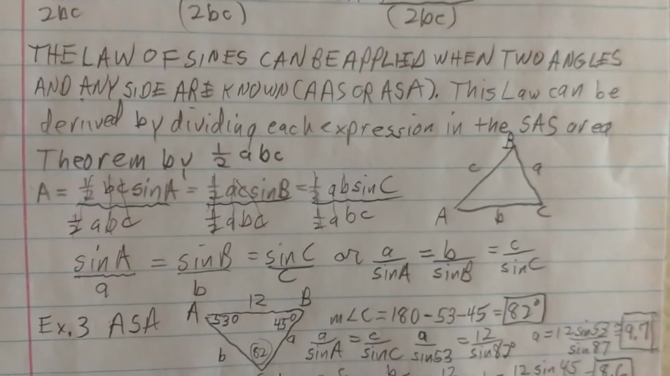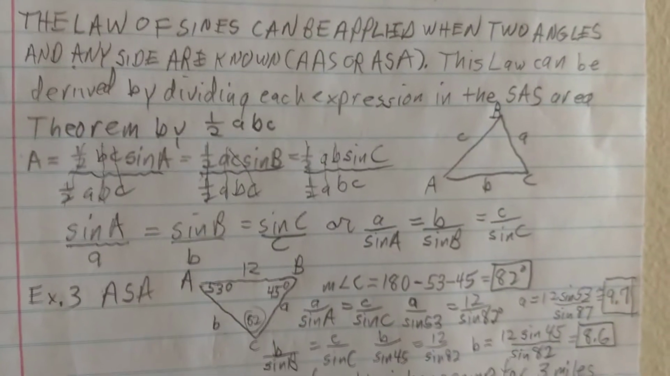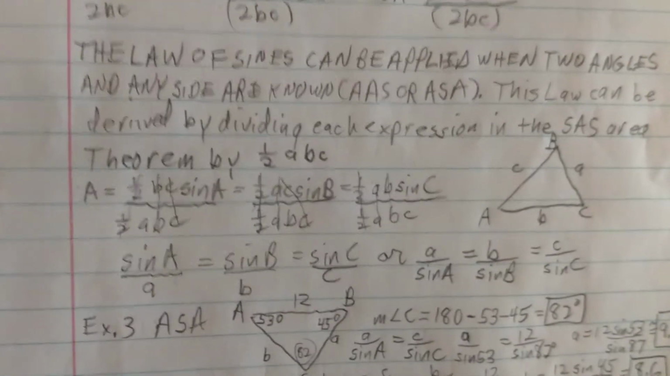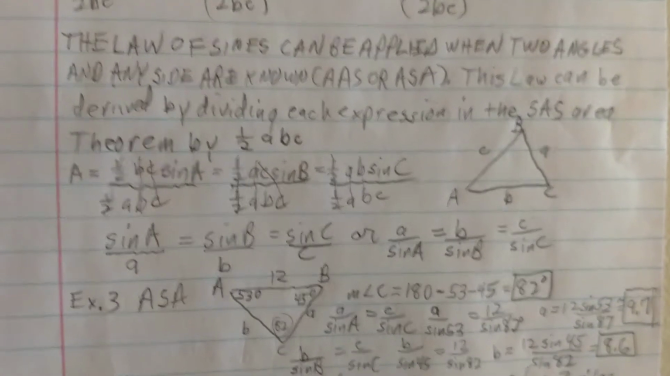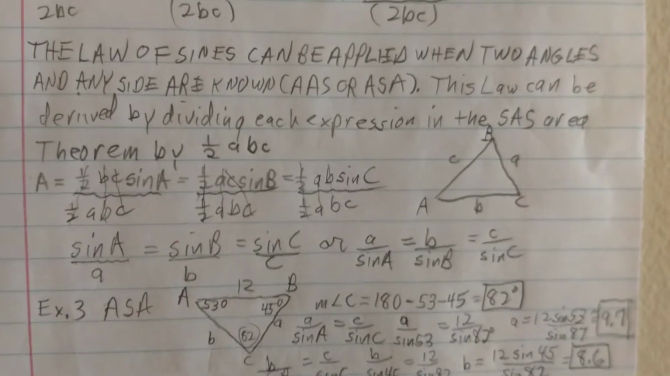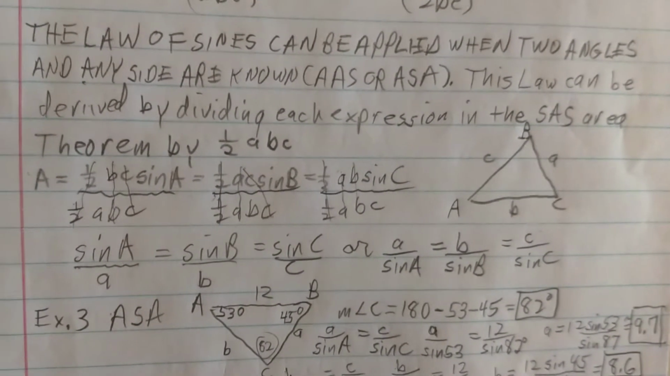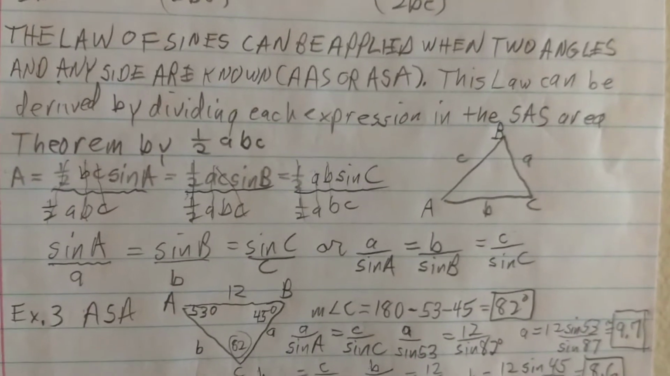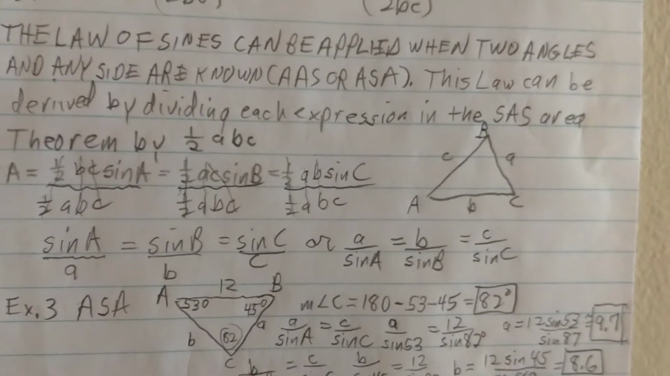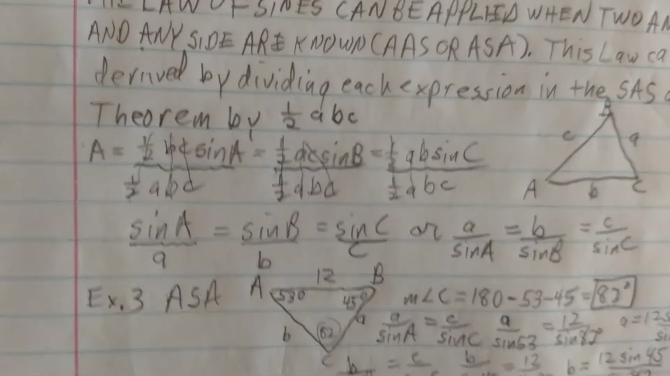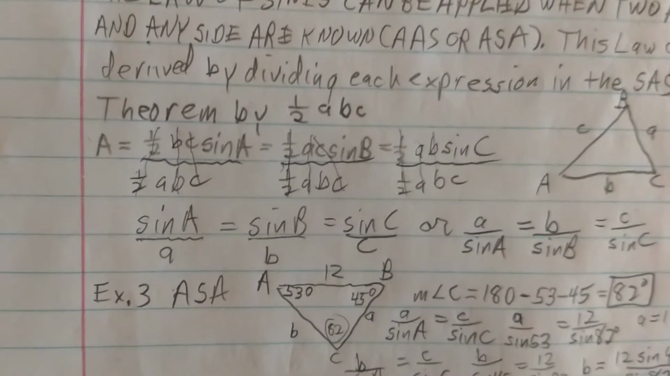Now the law of sines, differently, can be applied when two angles and any side are known. So in other words, either an AAS triangle or an ASA triangle works for the law of sines. This law can be derived by dividing each expression in the SAS side-angle-side area theorem by 1/2 abc. So watch how we do this.